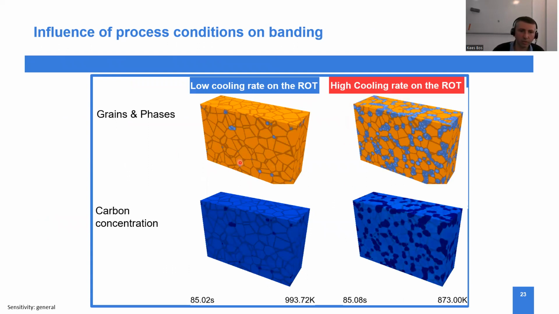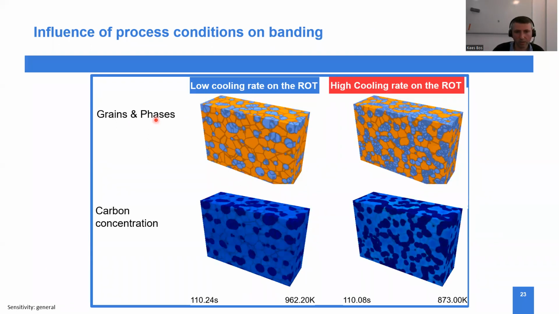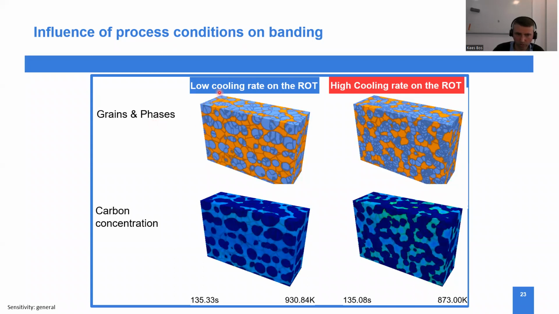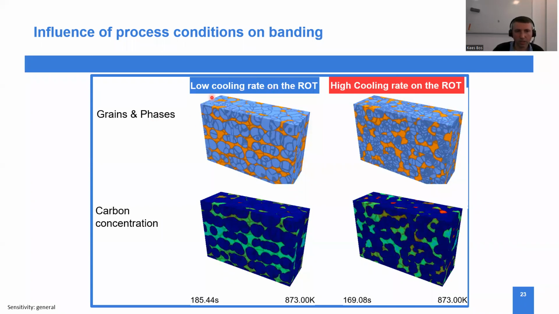So here we see 2 simulation results. One is for a low cooling rate and one is for a high cooling rate. On top, we see the grains and phases. So in orange, again, the austenite, and in blue, the ferrite. And below, we see the carbon concentration map. And what you see is that for a low cooling rate, we get, first of all, larger grains, which is also what we would expect as a function of the cooling rate. But also we see that the structure is much more banded than in the situation of the high cooling rate.